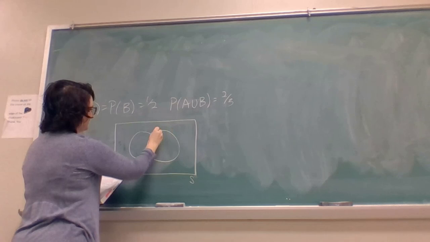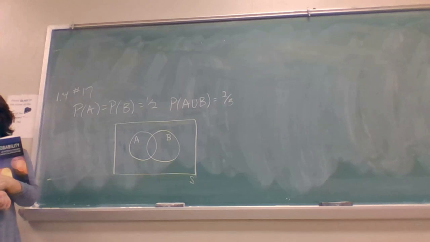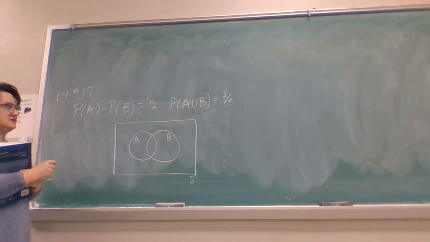And how do you know that? Because if they were separate, completely independent from each other, then A union B would be one. Probability of A union B would be one. Okay. So yes, that's true.